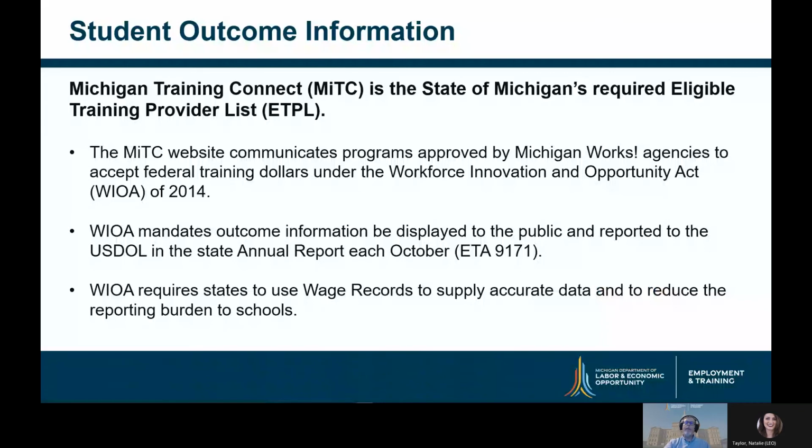WIOA mandates outcome information be displayed to the public and be reported to the United States Department of Labor in the state annual report each October. WIOA requires states to use wage records to supply accurate data and to reduce the reporting burden to schools.